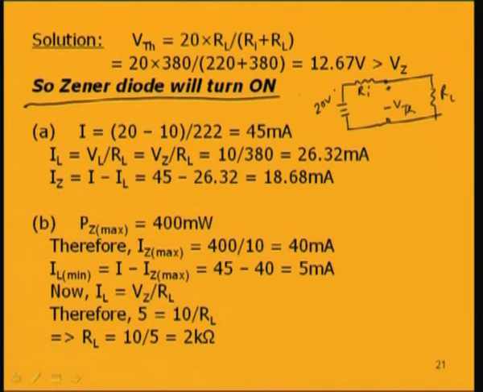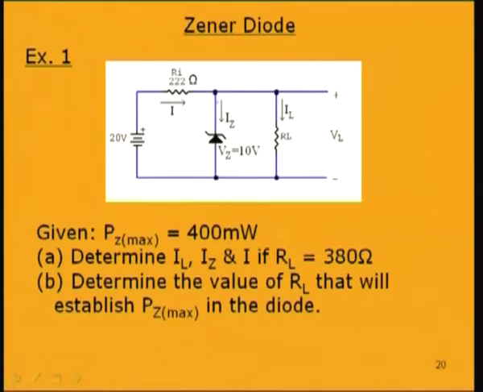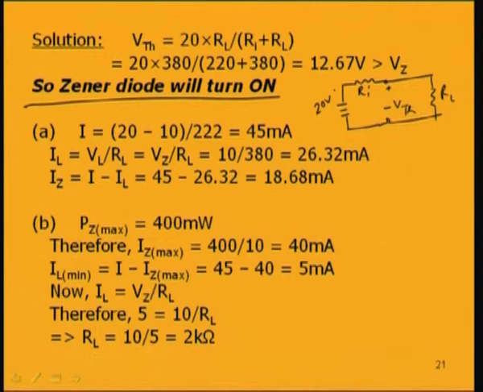If the Zener diode turns on, the voltage across this Zener diode will be locked to the voltage 10 volt, Vz. So, this voltage is constant. So, this load voltage VL is also constant. So, we can very easily solve for the currents. First of all, let us find out what is this current I. So, this I is 20 minus 10, this Vz is now 10 volt, it is locked. So, 20 minus 10 by Ri 222 ohms, that gives 45 milliampere is the current flowing in this circuit. I is equal to 45 milliampere.